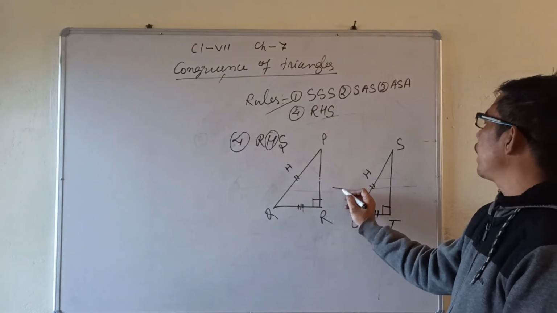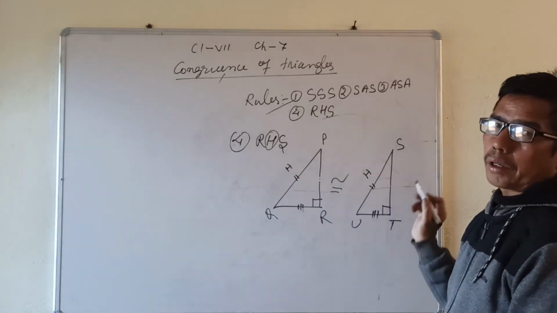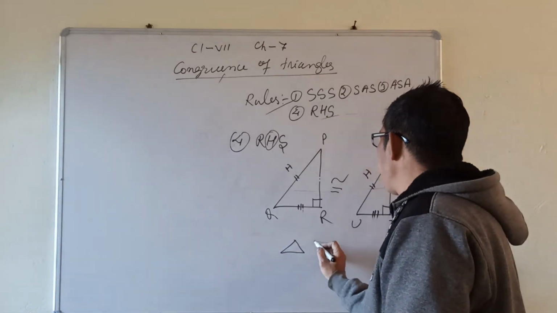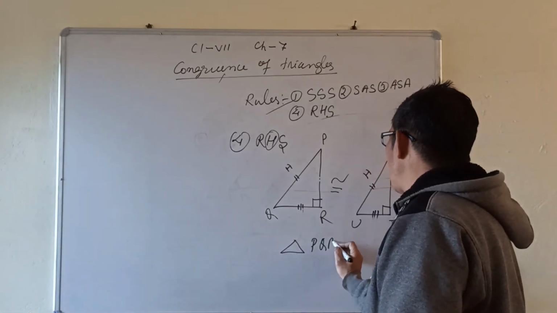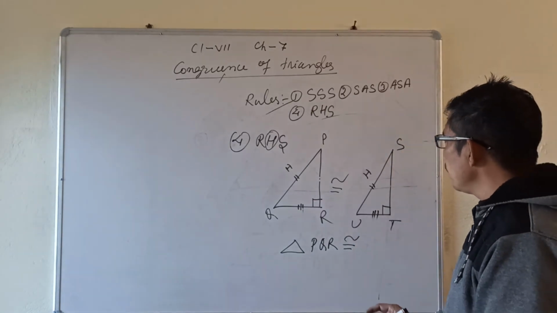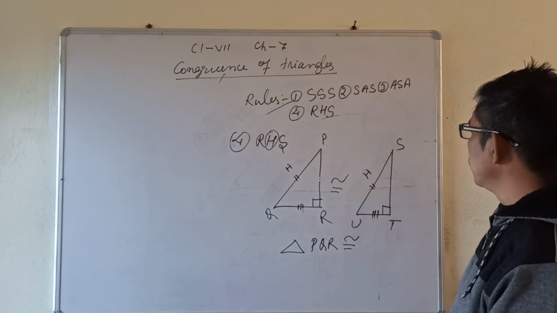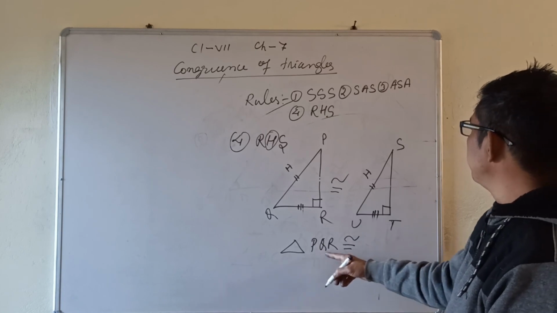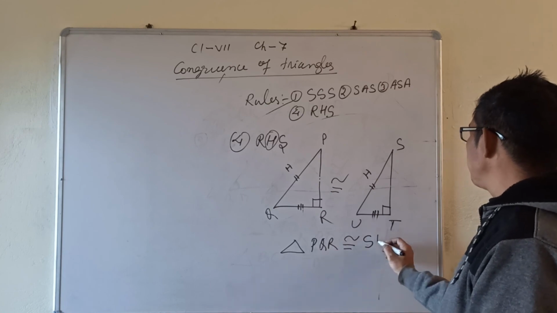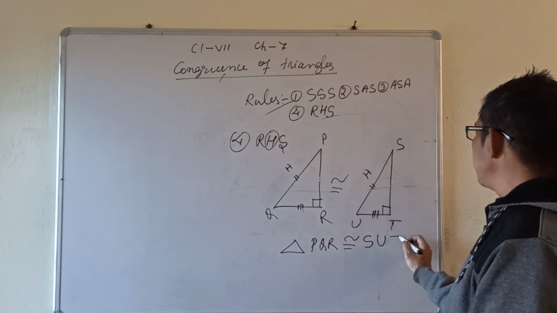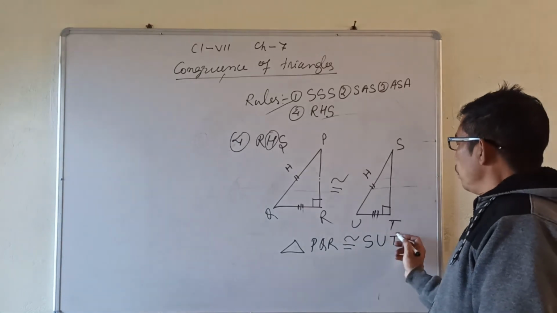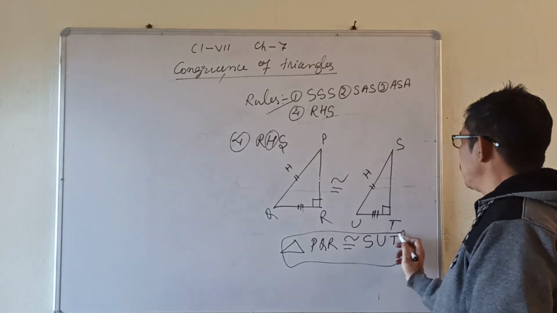Then these two triangles are congruent, and symbolically we can write triangle PQR is congruent to triangle, P plus what will come? S. Q plus what will come? U. R plus T. So this rule is very important.